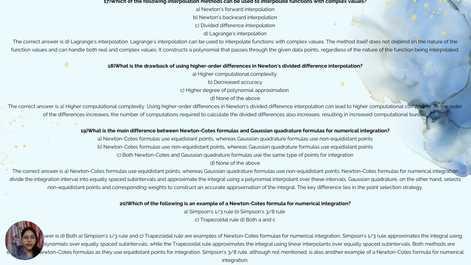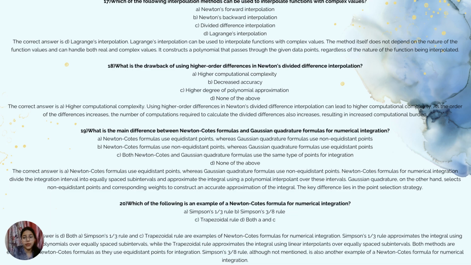Question number 20. Which of the following is an example of a Newton-Cotes formula for numerical integration? Option A. Simpson's 1 by 3rd rule. Option B. Simpson's 3 by 8th rule. And option C. Trapezoidal rule. And D. Both A and C. The correct answer is D. Both A, Simpson's 1 by 3rd rule, and C, Trapezoidal rule, are examples of Newton-Cotes formulas for numerical integration.